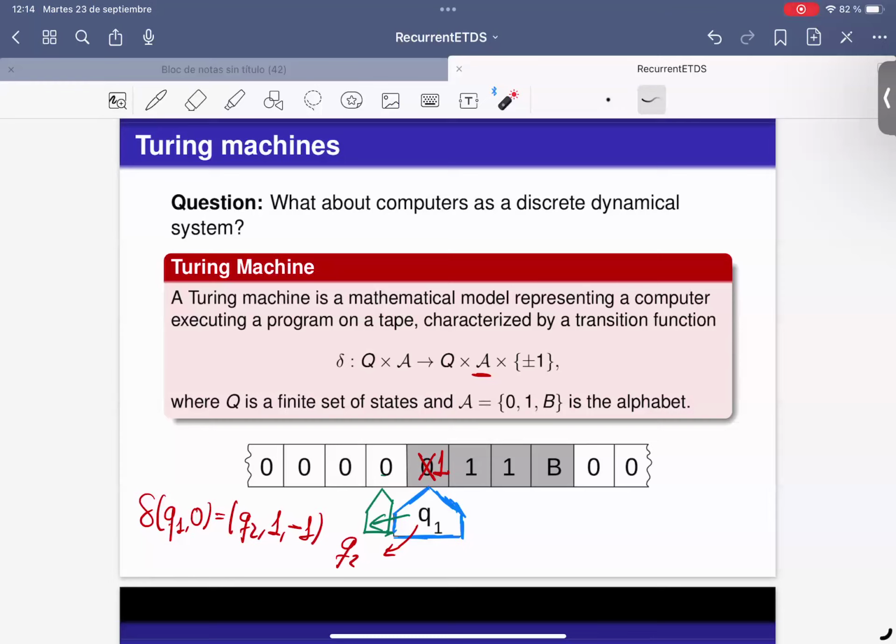Exactly. What happens is that you have a discrete dynamical system inside a continuous dynamical system, and all the properties of the discrete dynamical system transfer to properties of the continuous one.